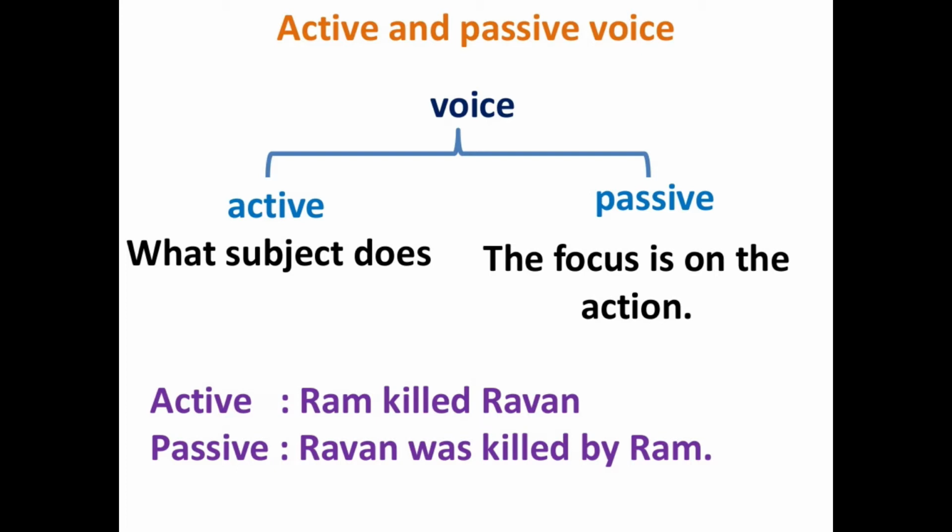Here you have to see, Ram is the subject, killed is the verb, Raman is the object, and killed is in past form. That's why, while changing into passive, the subject and object should be changed, interchanged. Okay, so what is there?